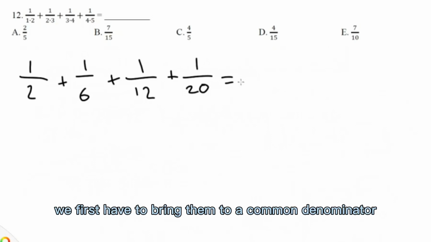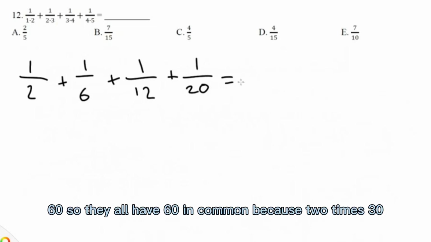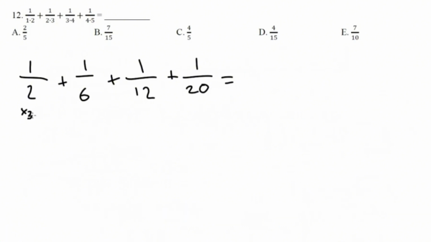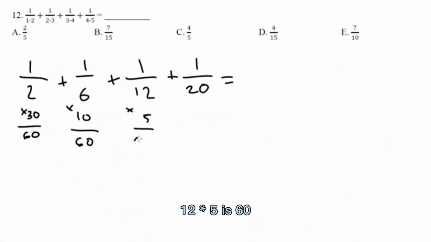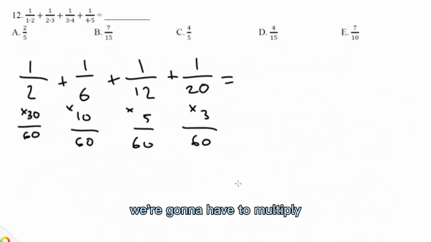So to do that, we first have to bring them to a common denominator. So these all share the common denominator of 60. So they all have 60 in common because 2 times 30 equals 60. 6 times 10 is 60. 12 times 5 is 60. And 20 times 3 is 60. So if we multiply the denominator by that, we're going to have to multiply the numerator by that as well.